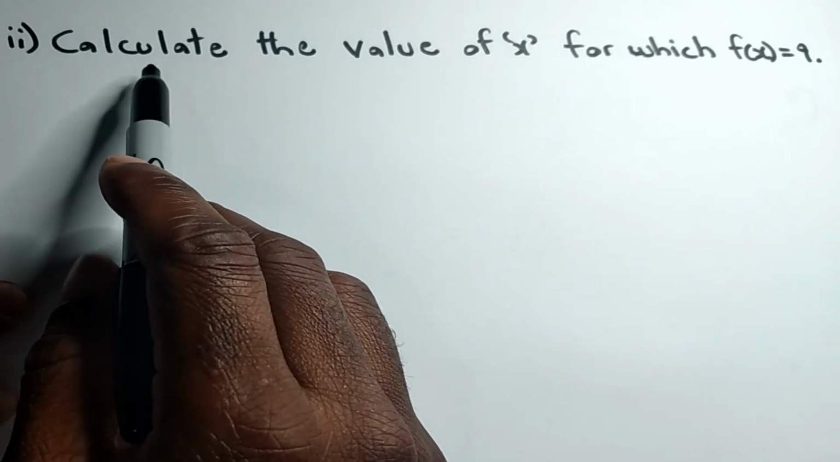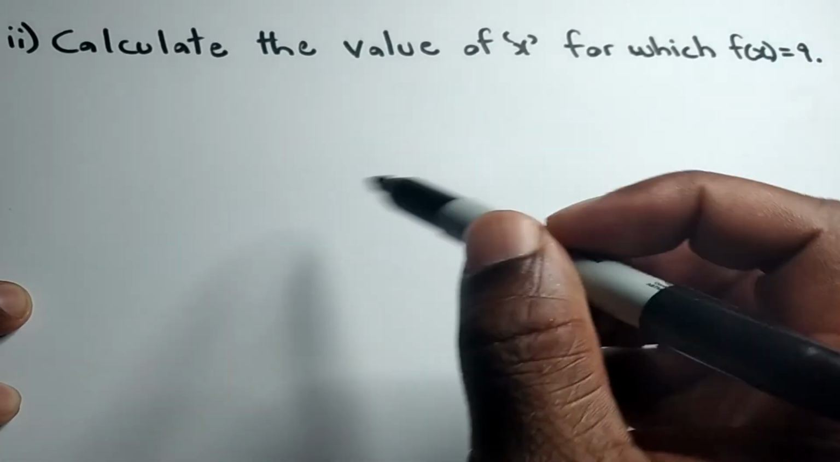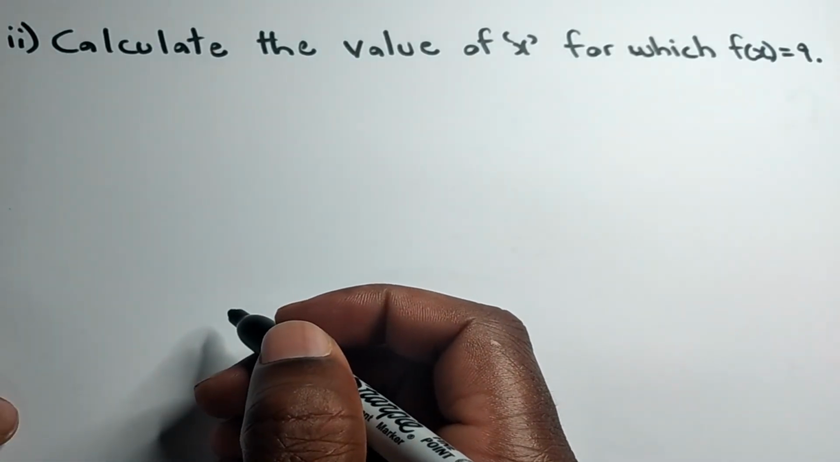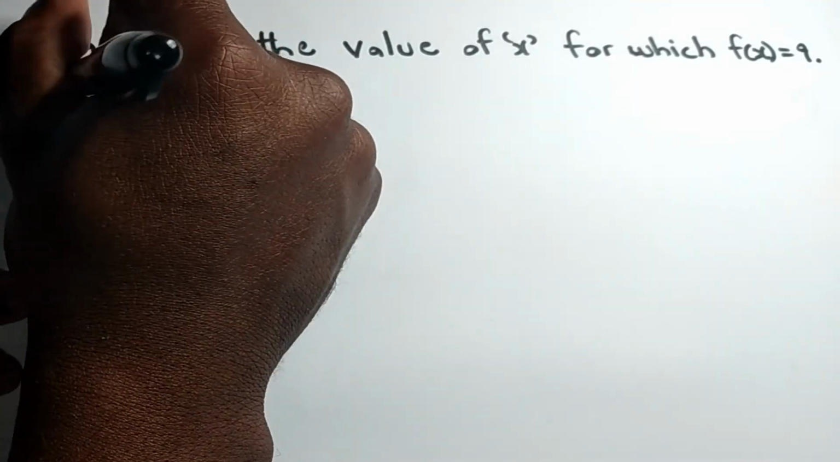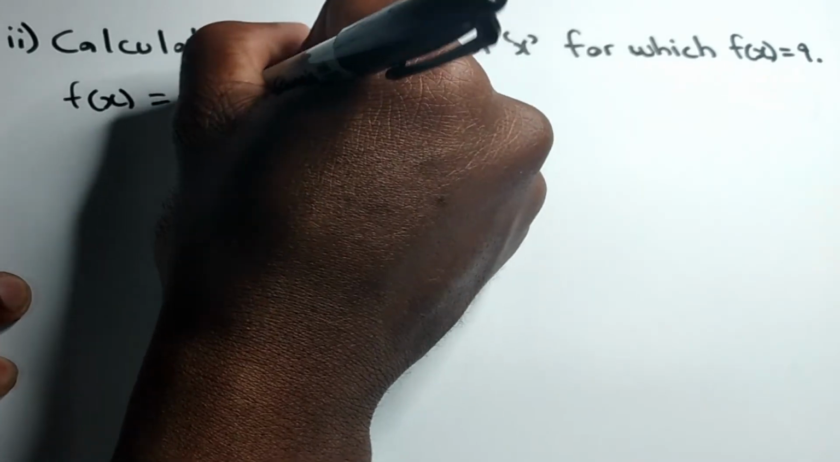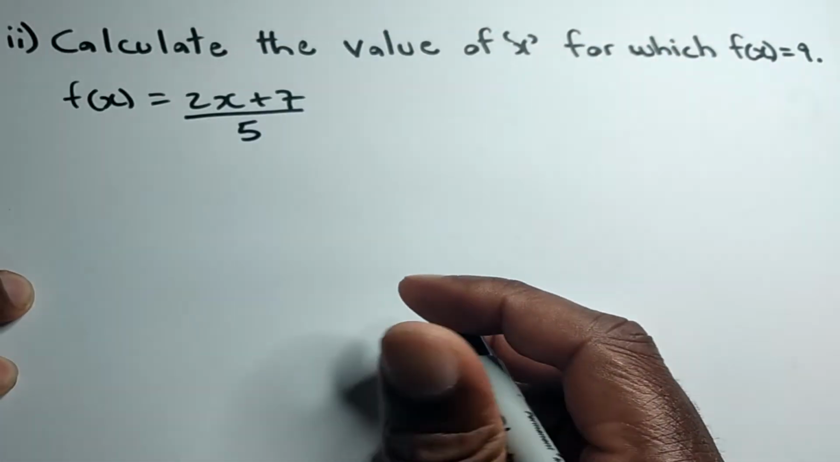Let's look at part 2. This asks us to calculate the value of x for which f of x is equal to 9. What we want to do first is recall the function. The function outlined that f of x is equal to 2x plus 7 over 5.